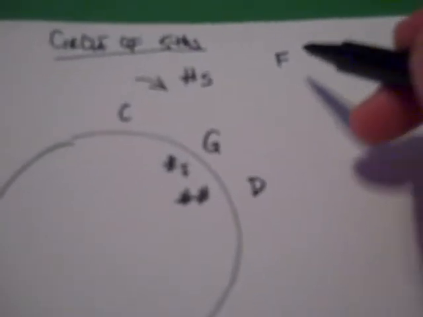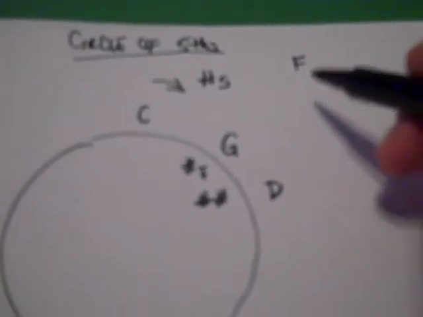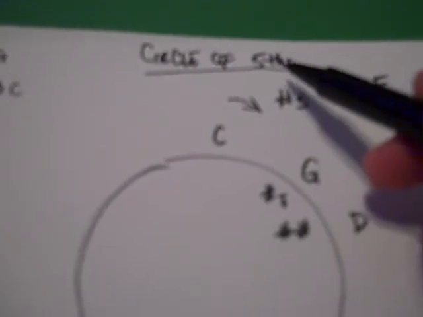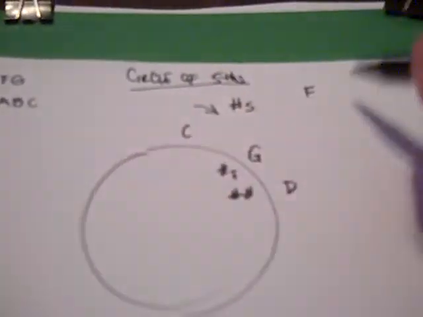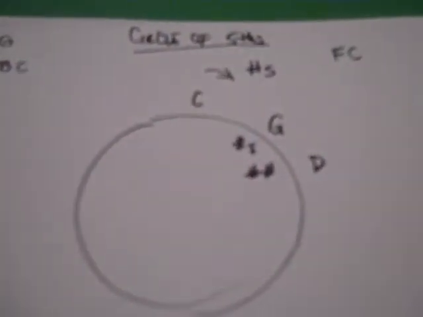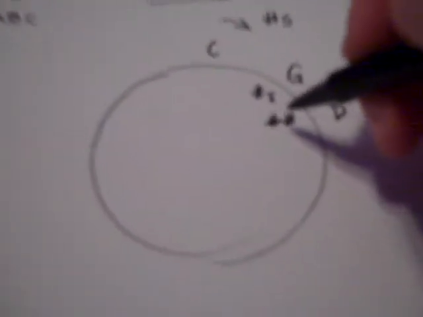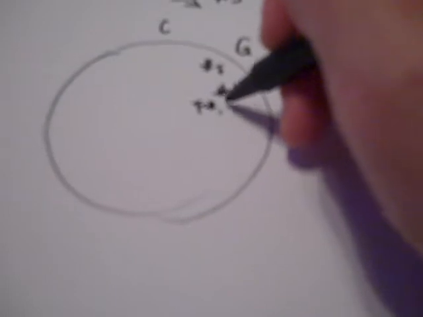Now we need to know what the next one in the order after F is. But that's pretty easy because this is called the circle of fifths. And if we just go up 5 from F, F, G, A, B, C, we've got the next one in the order, C. So 2 sharps in the key of D, and those are F and C.